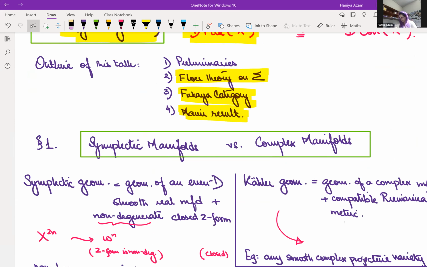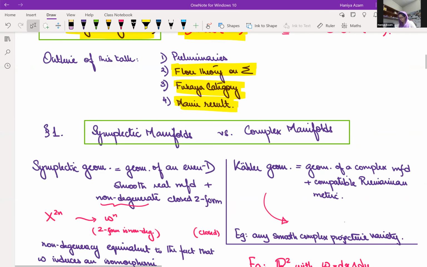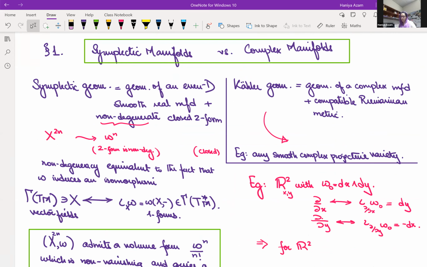Okay, so the first thing that I want to talk about in preliminaries is comparing the two geometries, symplectic manifolds versus complex manifolds. Let's look at Kähler geometry first. Kähler manifolds are, if you know what a manifold is already, if you're looking at a real n-dimensional manifold, then locally it looks like R^n. And if you're talking about a complex manifold, then locally it looks like C^n. Kähler manifolds are a special class of complex manifolds, which come equipped with a compatible Riemannian metric. And the geometry of such manifolds is Kähler geometry.